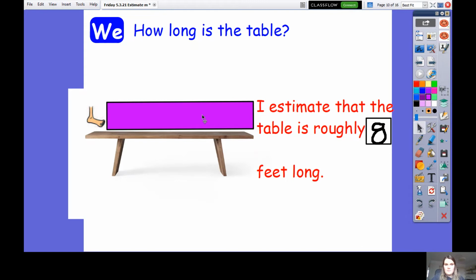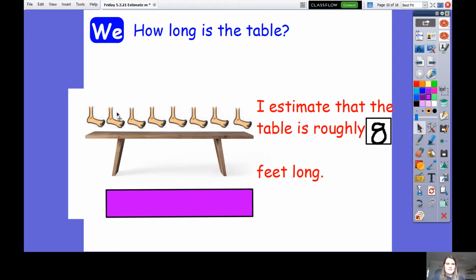Okay, should we have a look? All right, let's see. We've got 1, 2, 3, 4, 5, 6, 7, 8. They estimated about 8 as well. Fantastic. Did you make an estimate? Yes, you did. Was it an accurate estimate? I'd say so, because we made a sensible choice with our number.